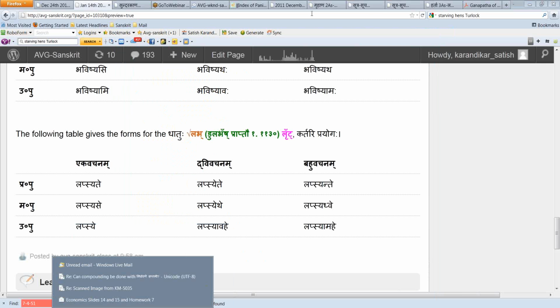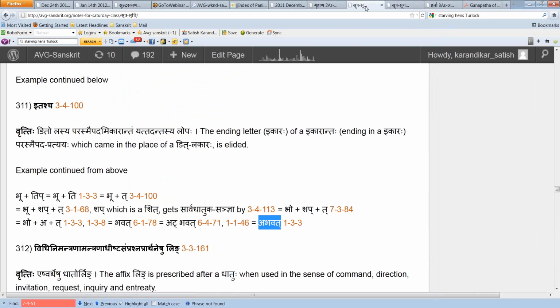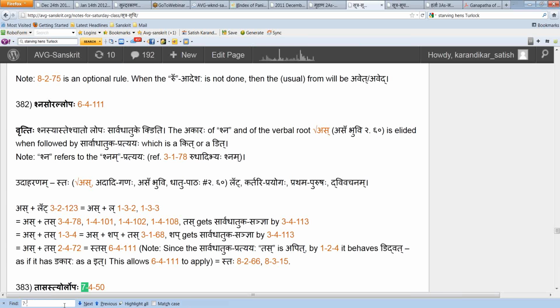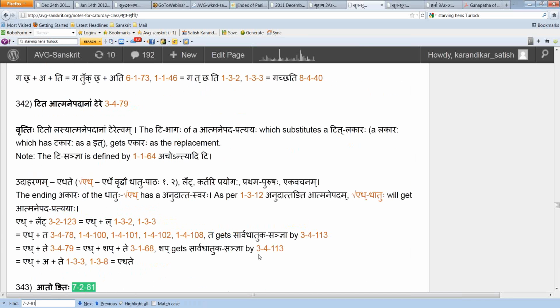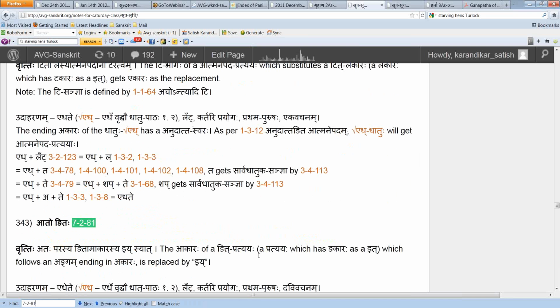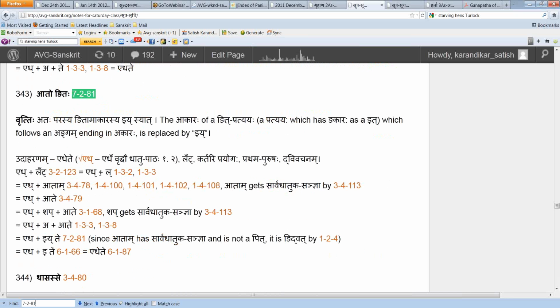If you want, we can quickly look at that one, 7.2.81, ato yataha. Good. So this is going to give us actually a double practice of these rules which you saw in the lat lakara. So ato yataha. What this says is that ataha parasya, because we have the anga lapsya, ataha parasya nit akarasya iya adesha. So like when you did the form edhete, right?